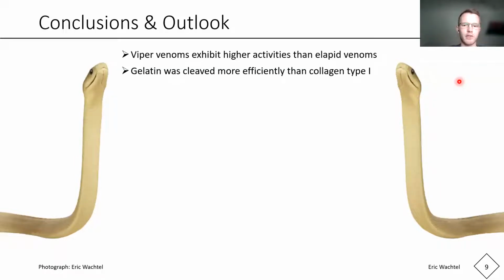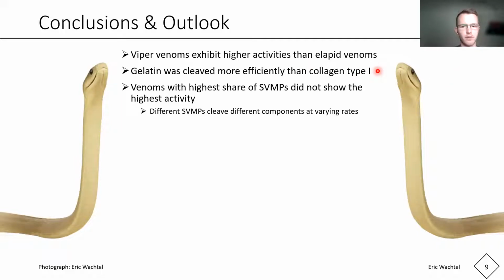Then gelatin was cleaved more efficiently than collagen type 1. This is also expected because collagen type 1 is an actual component of our ECM, while gelatin is pre-digested collagen type 1. So it's easier for the proteases to cleave the gelatin, but it makes for a good, simple substrate for such an assay, and gives one an idea if venoms are actually active, and then further testing with actual components can be added afterwards if you want.